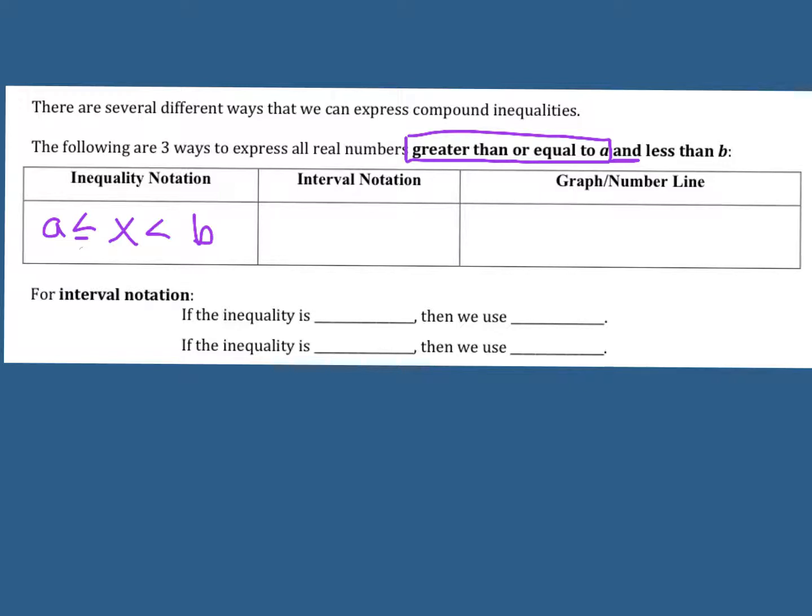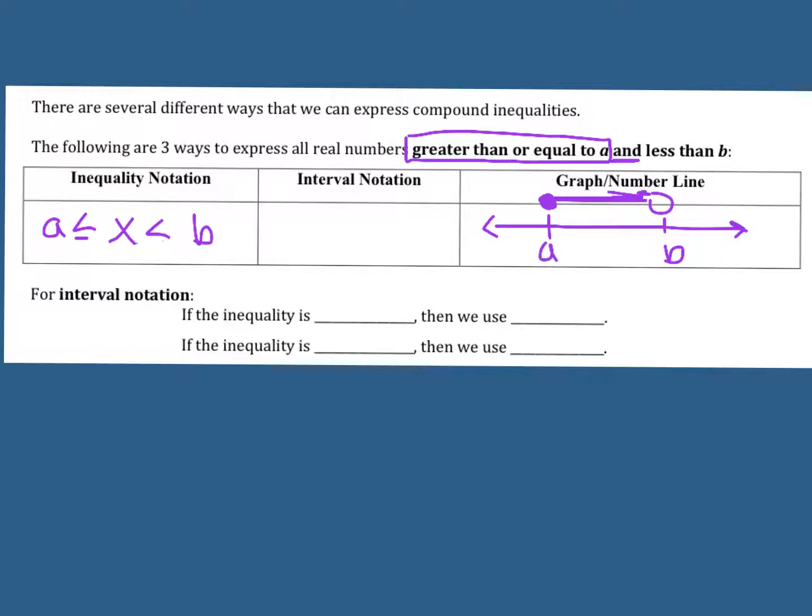So on your number line, and I don't know what A and B are, so I'm just going to put them down here. Greater than or equal to A, so that's this way, but less than B. So notice, because we have two different signs, we have two different circles. One is open and one is closed. And that is fine. They don't have to be the same. So the interval notation is the new one for you.